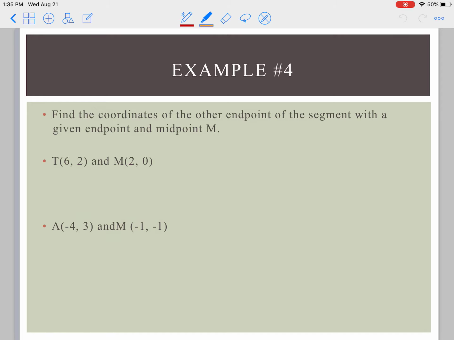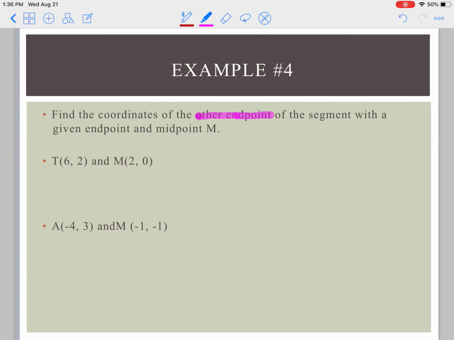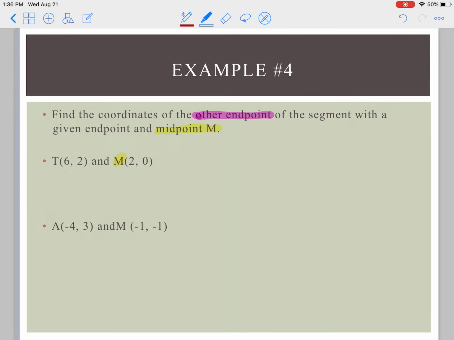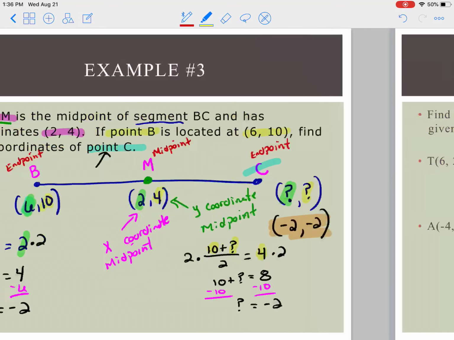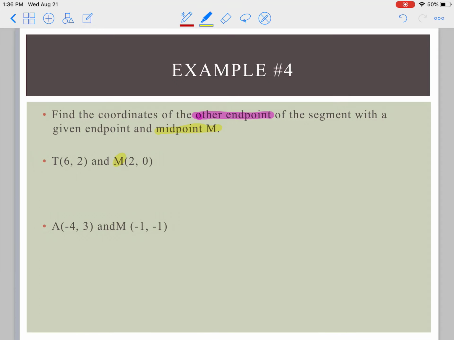Example number 4. Hit pause, see if you can work this. Read the question carefully. After you've worked it on your own, I'm going to work it now. See how your answer compares to mine. Look at what we're trying to find. We're trying to find the other endpoint because M is a midpoint. This example will be worked the exact same way as example number 3. The numbers will simply be different. Exact same methodology, different numbers.